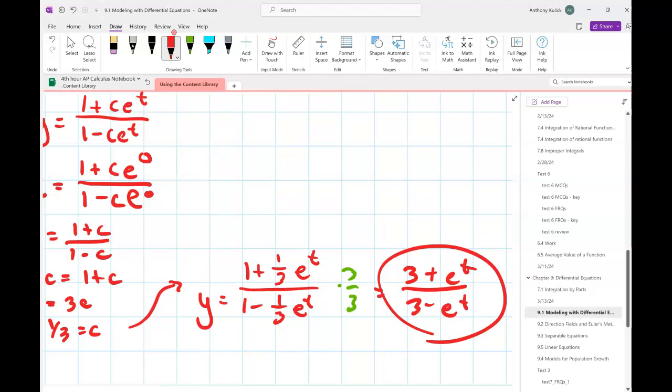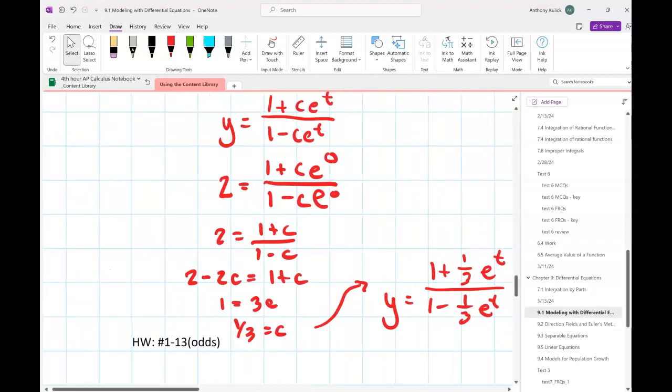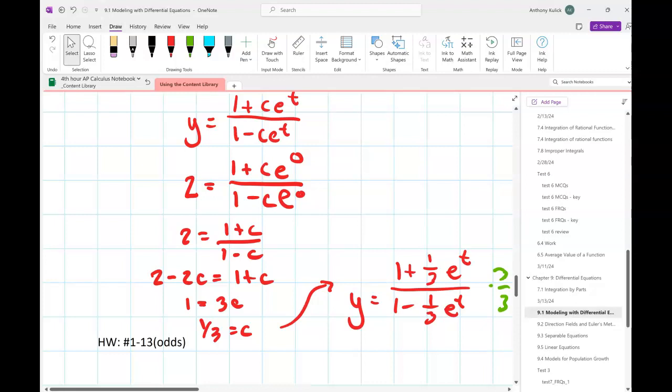That's basically what you're going to be doing: solving for C with initial conditions and verifying that something is a solution. That's what your homework will look like. Not a lot to do. 3 through 13 odd. What's that, like 7 problems or something?